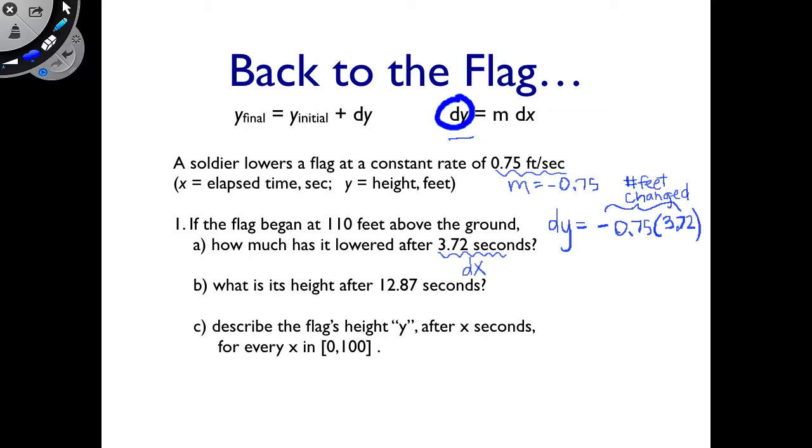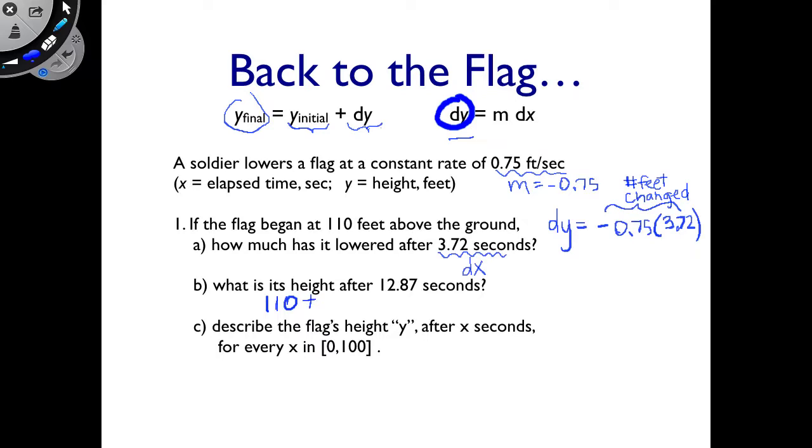So what about part B? What is the flag's height after 12.87 seconds? This is asking for a value of x, dx, y, or dy. y, right? If I'm looking for a value of y after a certain amount of time, that means I'm looking for a y final. So I need to know an initial height and a change in order to calculate that. So where did the flag start? 110 feet plus our change.